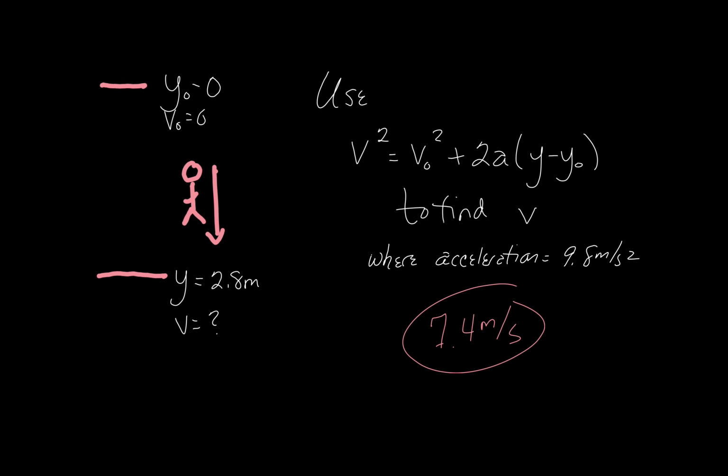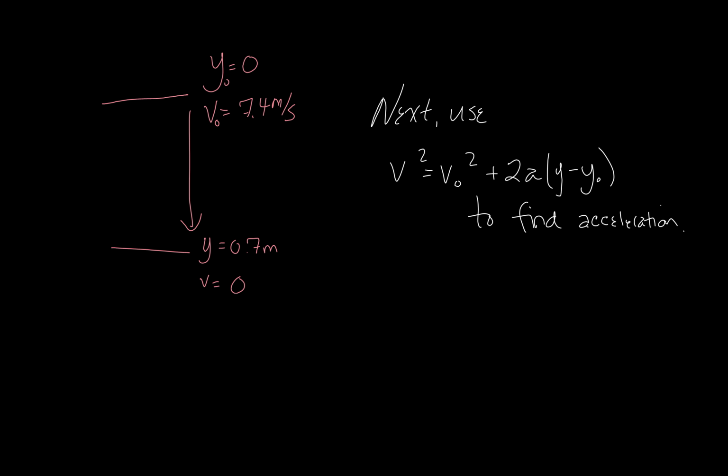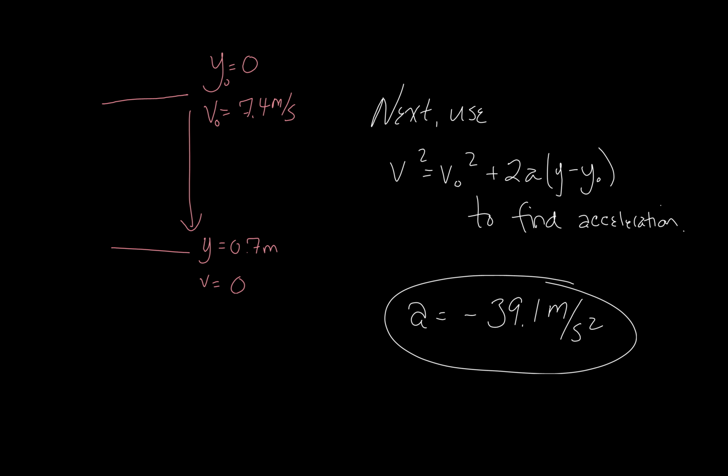once they have reached that distance. In this next step, we're going to use the same equation, but different initial and final conditions to find out what is the acceleration needed to stop an object moving at 7.4 meters per second after it moves through a distance of 0.7 meters. I find that this acceleration is 39.1 meters per second squared. And because the torso is slowing down as it falls, that acceleration is negative.